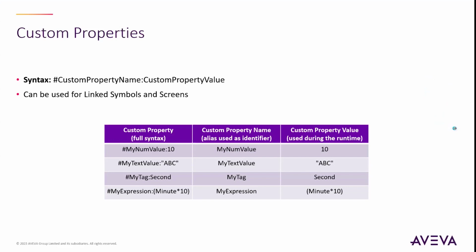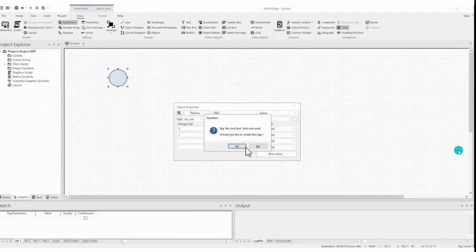Maybe you want to have a pop-up screen to show details for each of those valves. You can build one master screen, and then when you open the screen, it will dynamically populate with the details for the particular valve that you want to show details for. I have a couple of videos in the next couple of slides that will show you how this works. Just briefly before we get there, this table shows the syntax for custom properties. We can do these custom properties for values, text, tags, and expressions.